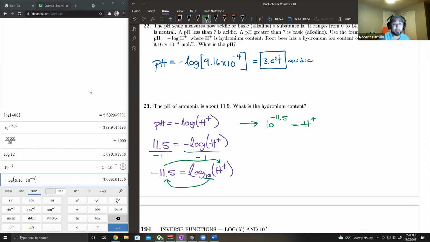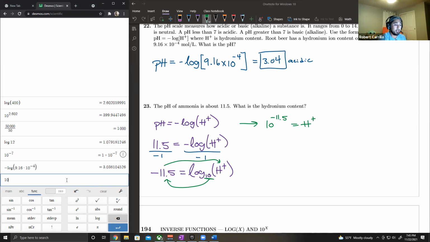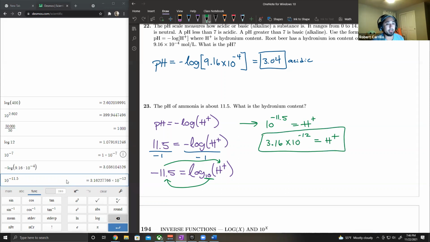And that's it. We want to put it in scientific format, because if I put 10 raised to the negative 11.5, I know it's going to give me something else. So this is even better. 10 raised to negative 11.5 gives me 3.16 times 10 to the negative 12 equal to our hydronium. I was thinking it would give me a different answer, but this is even better. So that is the hydronium content of ammonia.